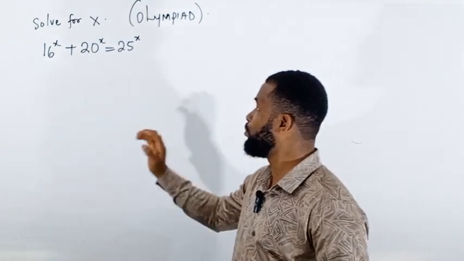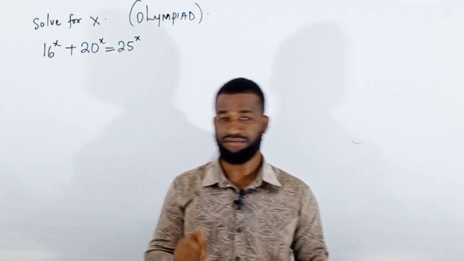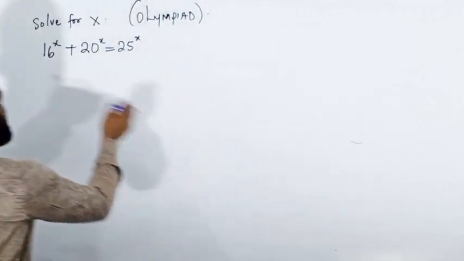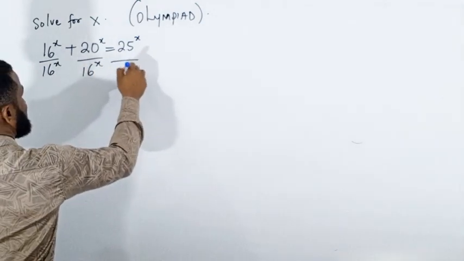Let's look at this question on the board. Solve for x, and this is Olympiad. I am going to be fast. So the first thing, I'm going to divide everything by 16 raised to power x.